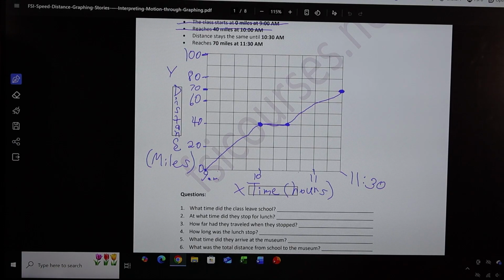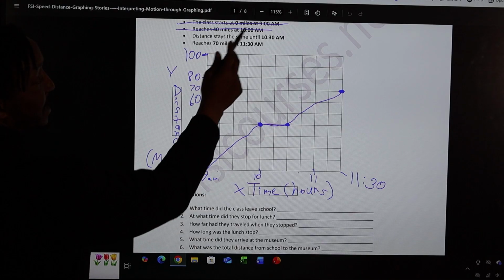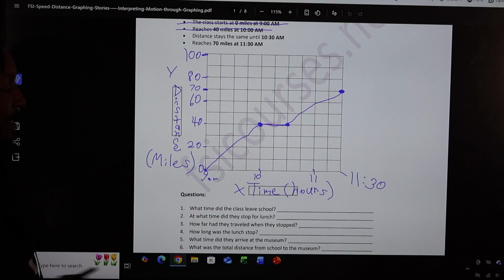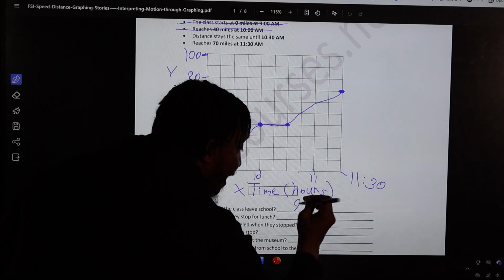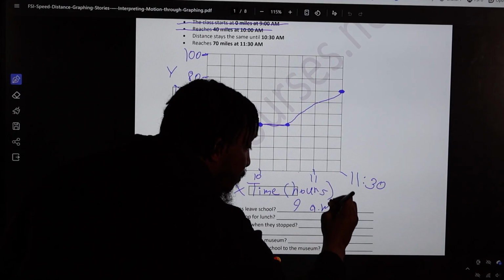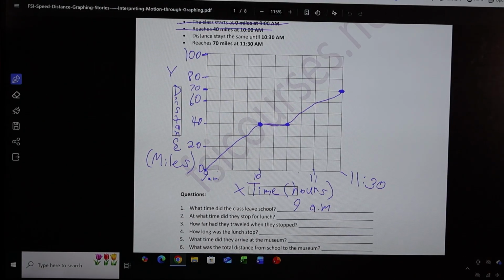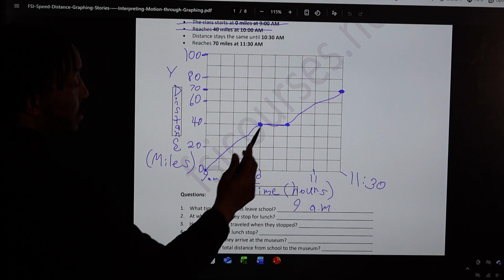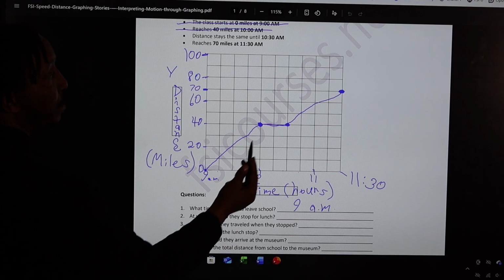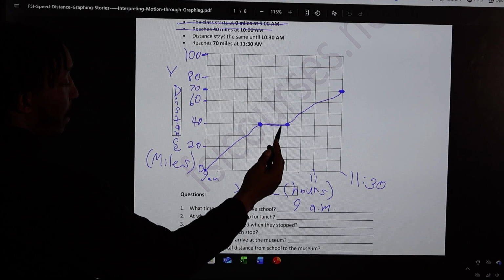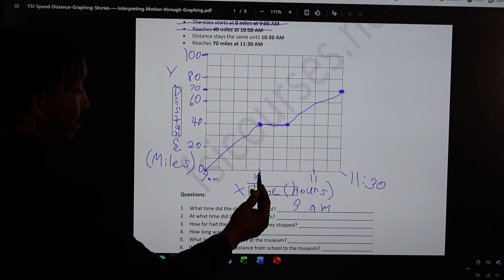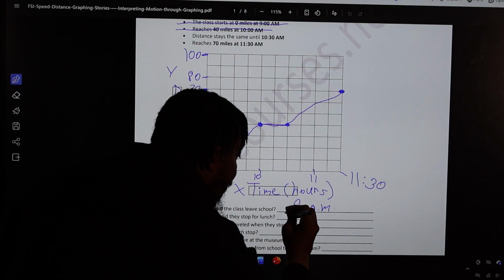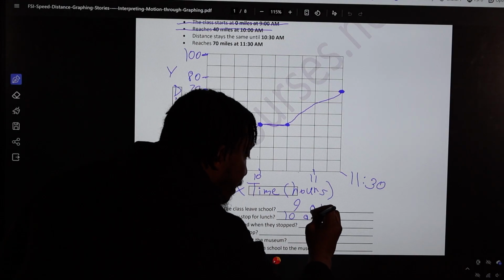Now let's answer our questions. Number 1, what time did the class leave school? It clearly says the class starts at 0 miles at 9 a.m. So they left the school at 9 a.m. Number 2, at what time did they stop for lunch? So now this is where the flat line is. That means the bus was stagnant. That means they stopped for lunch right here. So that's at 10 a.m. So I'm going to put 10 a.m. right here.